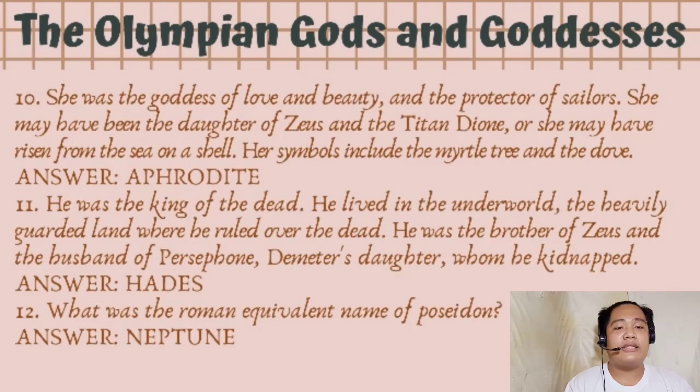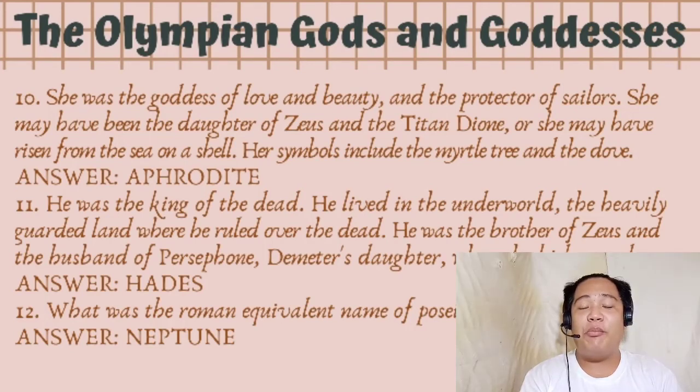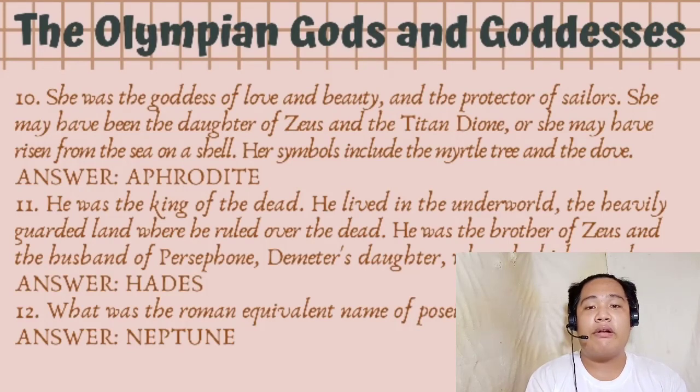Number 10. She was the goddess of love and beauty and protector of sailors. She is? Correct. She is Aphrodite. What number are we now? So now we are in number 11. He was the king of the dead, and he lived in the underworld, the heavily guarded land where he ruled over the dead. He is? Correct, he is Hades.